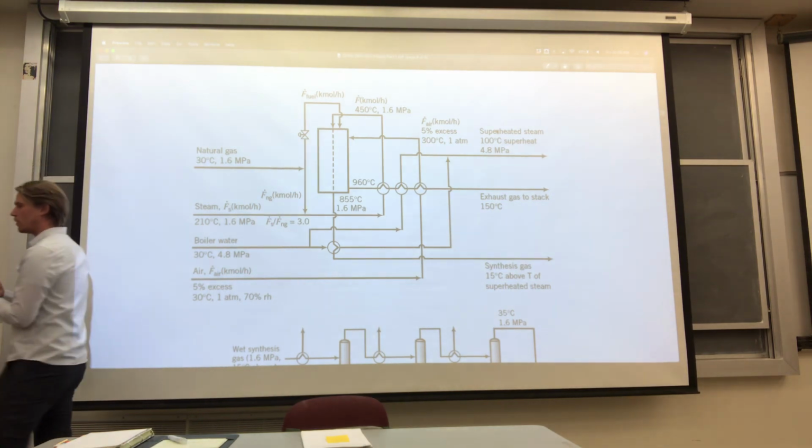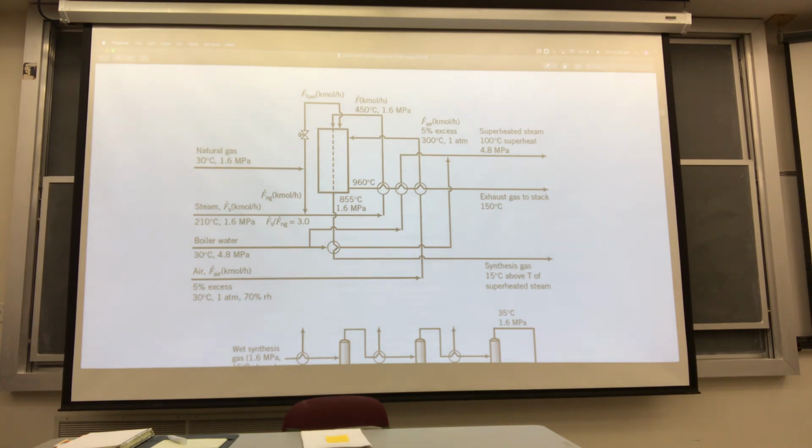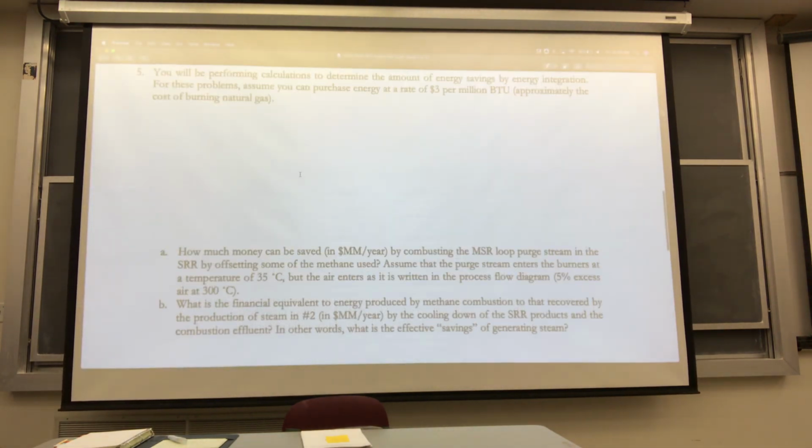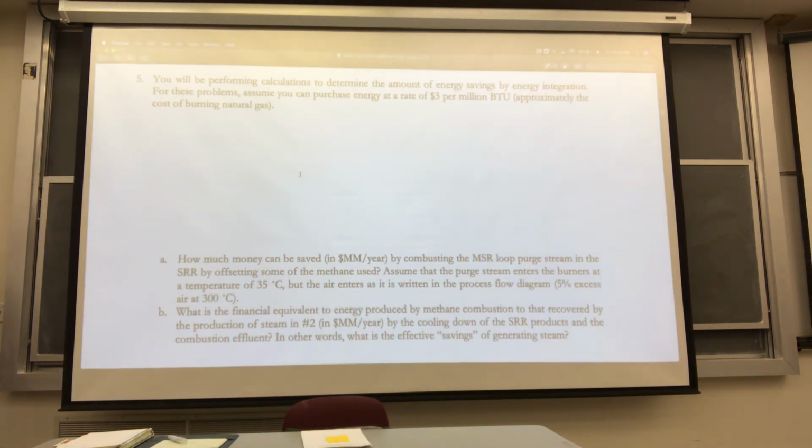And then I've got a conversion factor of about $3 million per BTU. Right? So you're going to have to scale this up from kilomoles per hour to the whole year to figure out how much money you are saving in millions of dollars a year by burning that effluent or the purge stream. Yes? You can burn carbon monoxide? Of course you can.